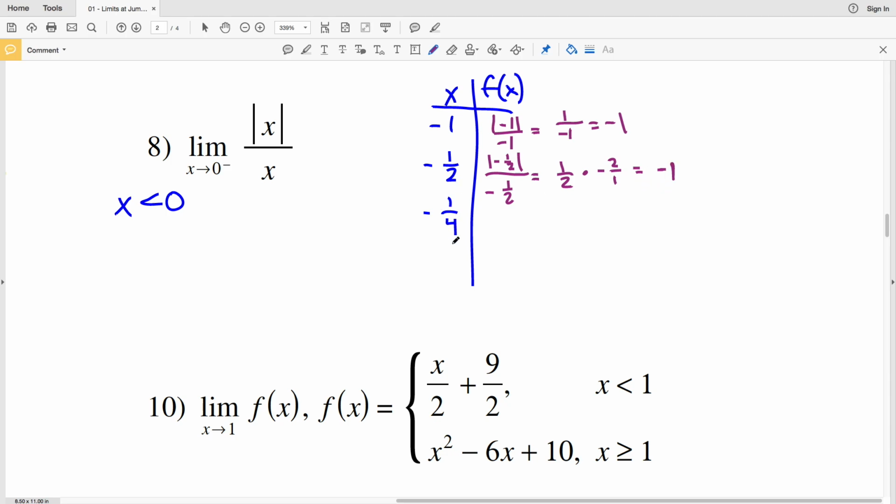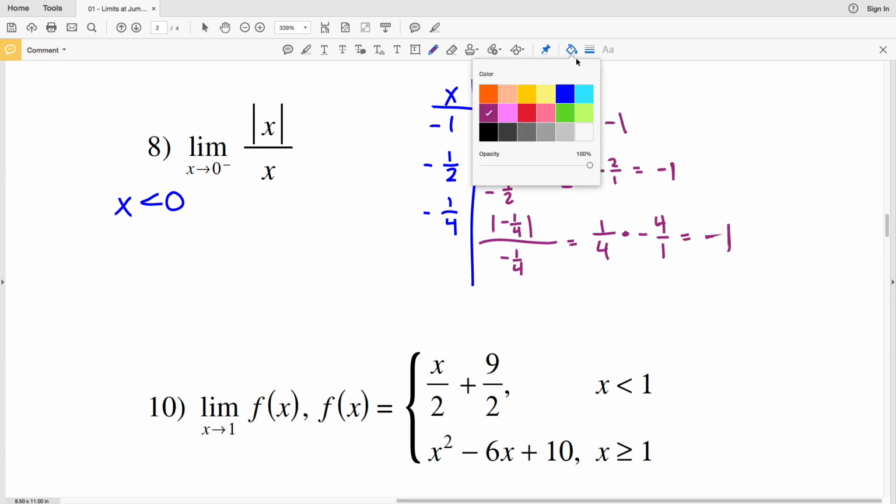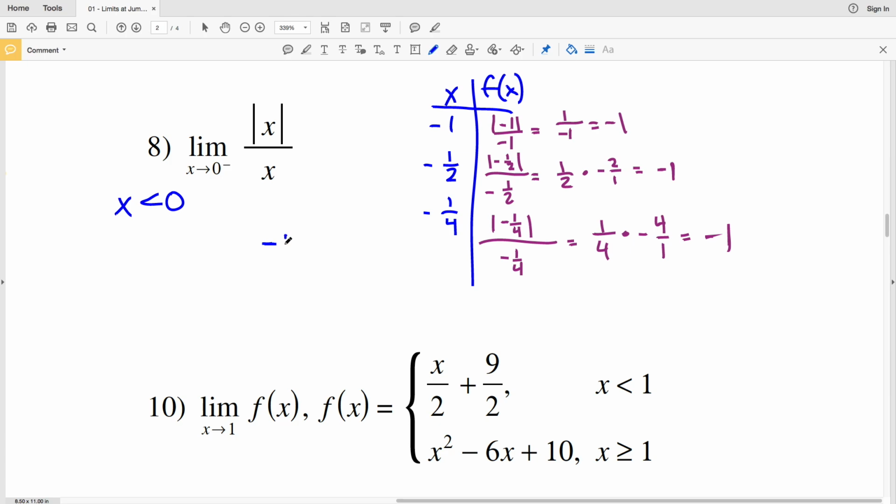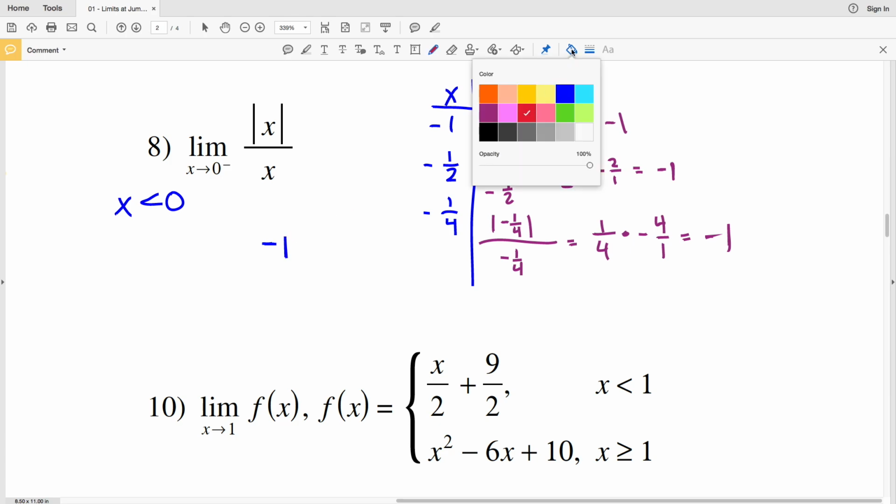And then I'll look at negative 1/4. So I'll have the absolute value of negative 1/4 all over negative 1/4. So the absolute value of negative 1/4 is a positive 1/4, and as opposed to dividing by negative 1/4, I'll multiply by that reciprocal, so multiplying by negative 4 over 1. Negative 4 divided by 4 is a negative 1. So you can see, as I'm approaching 0 from the left, my limit is negative 1. So negative 1 is my solution in number 8.